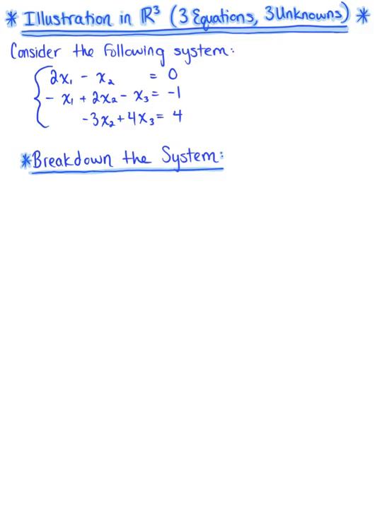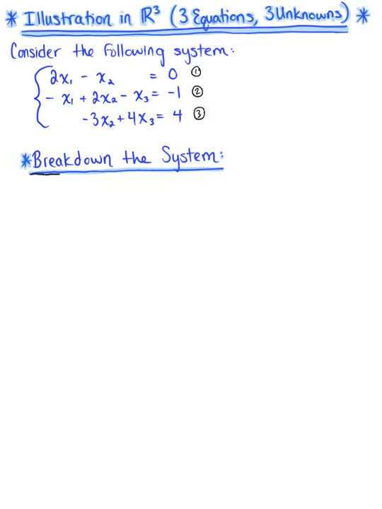The second illustration we are looking at is an illustration in R3. So here we have three equations, three unknowns. I want you to consider the following system. We have 2x sub 1 minus x sub 2 equals 0. That's equation 1, or row 1. We then have minus x sub 1 plus 2x sub 2 minus x sub 3 equals negative 1 for equation 2. And equation 3 is minus x sub 2 plus 4x sub 3 equals 4.